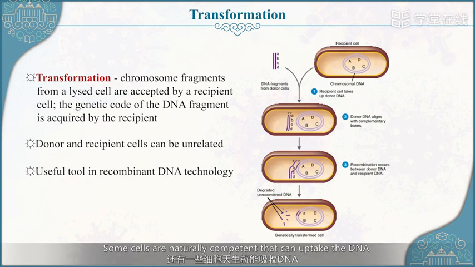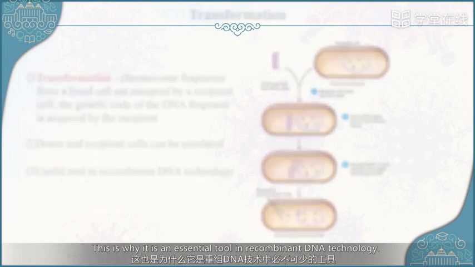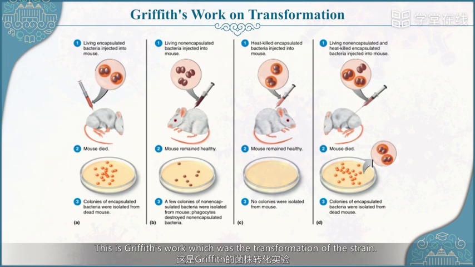Some cells are naturally competent and can take up the DNA and insert it into the host. Now you have added those genes, and so this is called transformation. This is an important tool that we utilize in the lab. This is why it is an essential tool in recombinant DNA technology. This is Griffith's work, which was the transformation of the strain. It showed the idea of what happened.